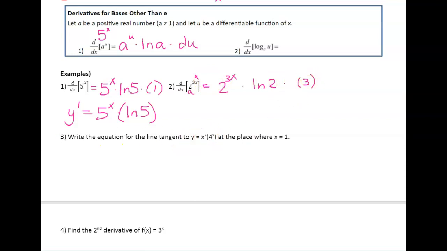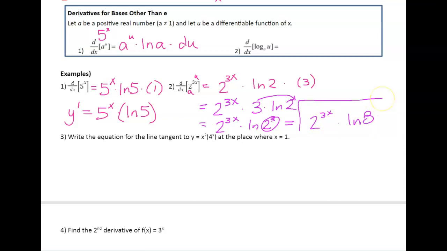Now, we're going to leave the 2 to the 3x alone. By order of operations when you multiply, I can put that 3 in front. And so with our log property, the power rule, we can bring that up as an exponent. So we get 2 to the 3x times the natural log of 2 cubed. And since that's just a number, you want to do 2 cubed. So 2 to the 3x times the natural log of 8. And that's probably what you're going to see, but be flexible.